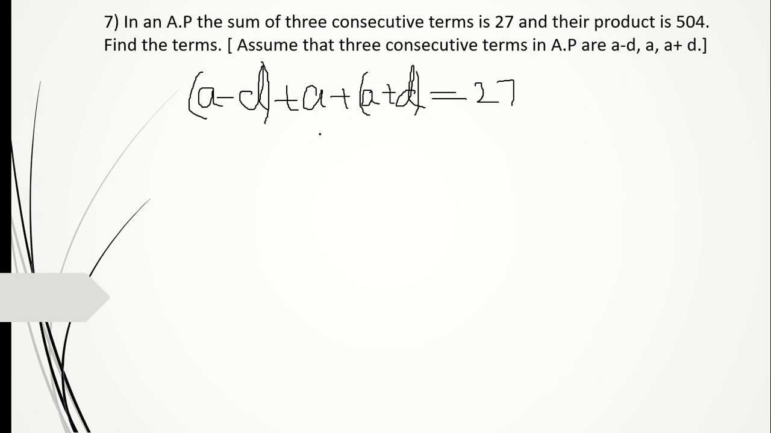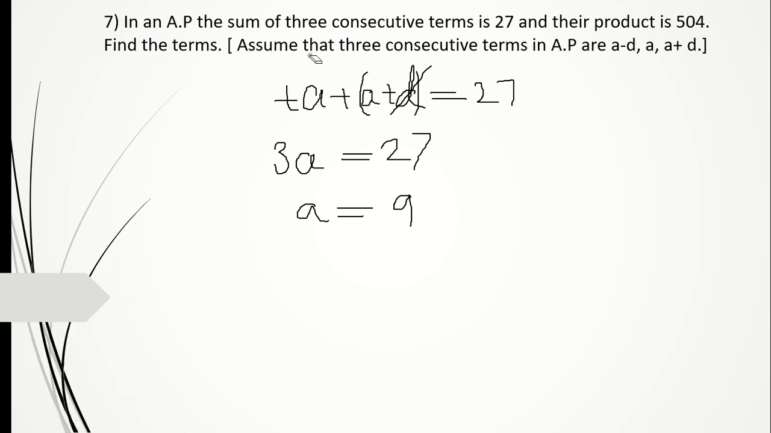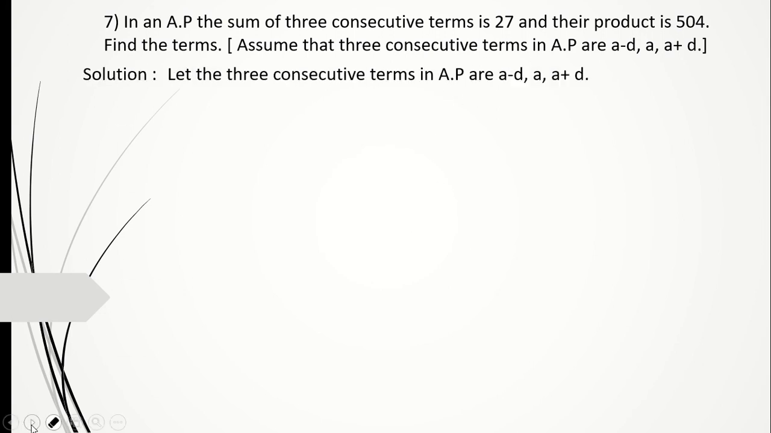Now when I add them, A plus A plus A is 3A, and this minus D plus D will get cancelled. 3A is equal to 27, and therefore I get A is equal to 9. Next, they have given that the product is 504. Similarly, we will write the equation for the product and substitute the value of A equal to 9 in that, and we get the answer. That's quite simple.